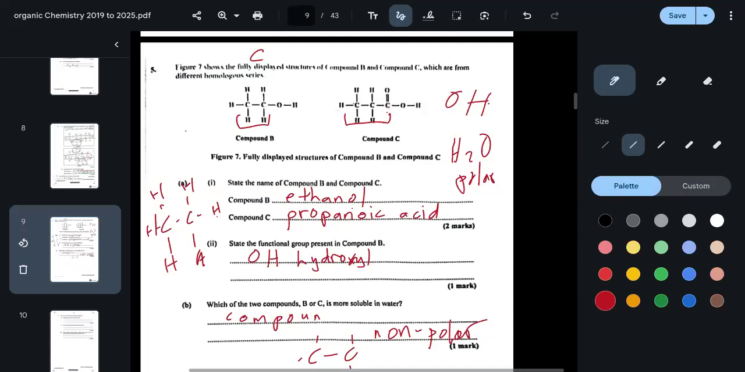All right. So in this case, compound C is less soluble than compound B because of the amount of carbons present. If it was ethanol and ethanoic acid, it would have been a different story. So compound B is more soluble. They did not ask for an explanation, but if they did, compound B is more polar. We could just leave it as that because it's CSEC. Or you can say it has fewer carbons. CAPE is when we go into more explanation.